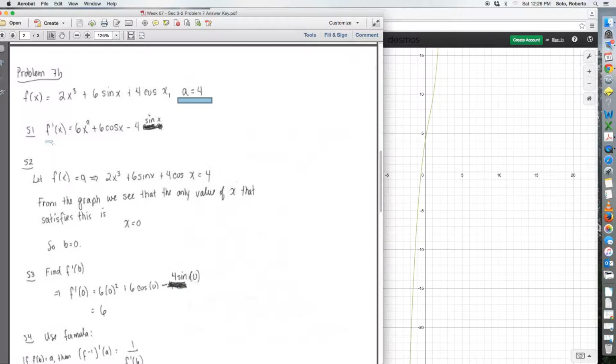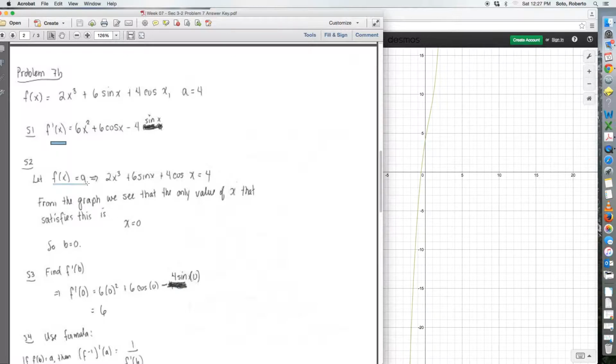So we approach it the same way. Our first step, we find the derivative. I made a slight mistake here, but the derivative of 2x cubed is 6x squared. The derivative of 6 sine x is 6 cosine x, and the derivative of 4 cosine x is negative 4 sine x. So that's the derivative. We're going to need that later.